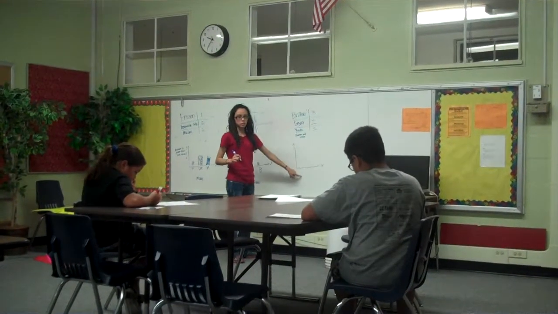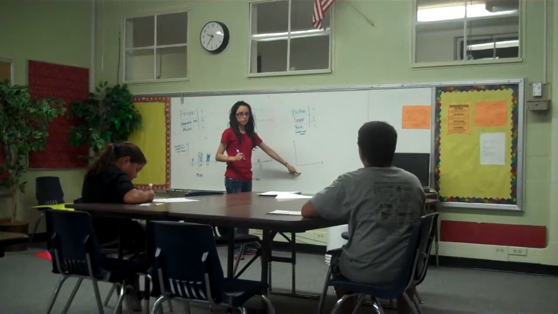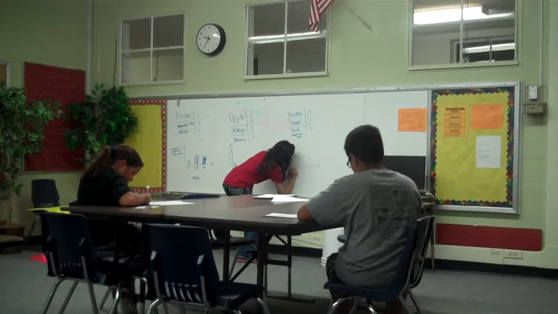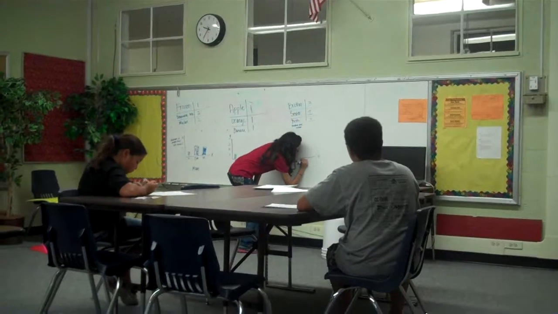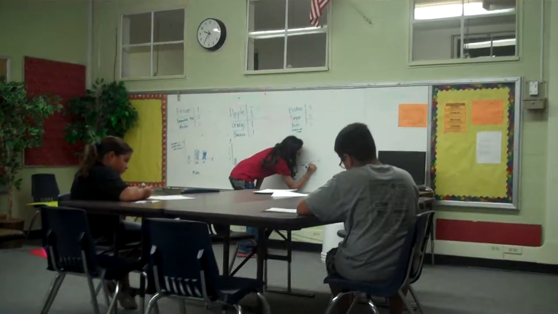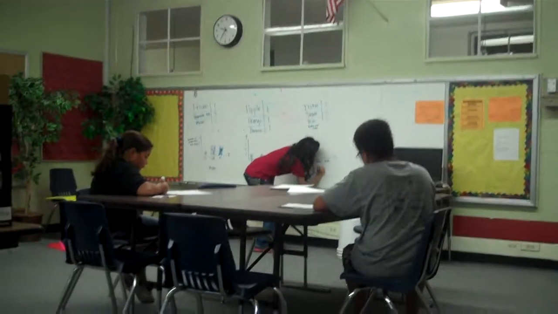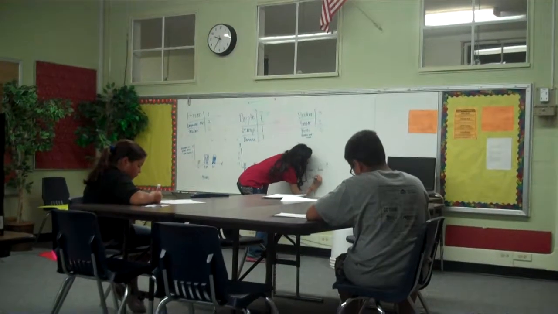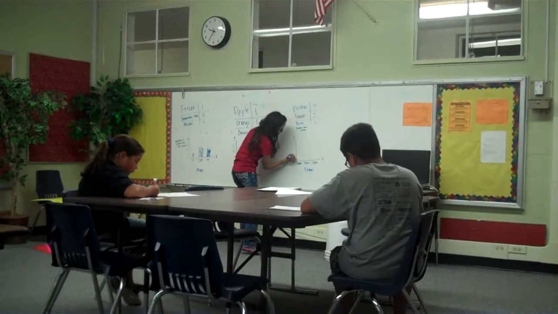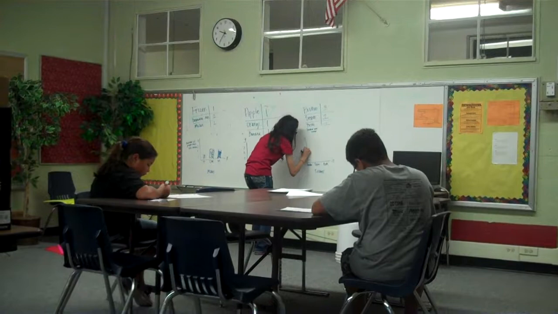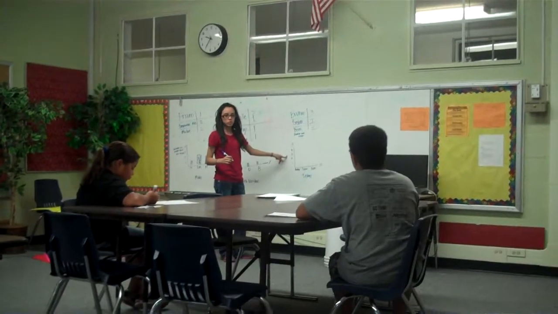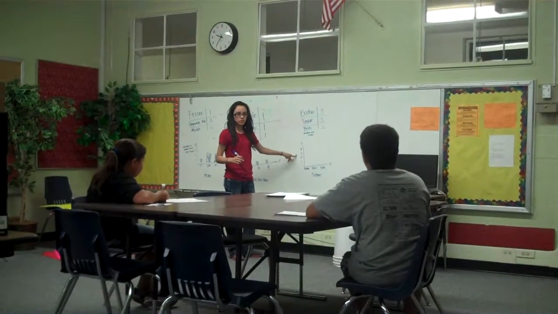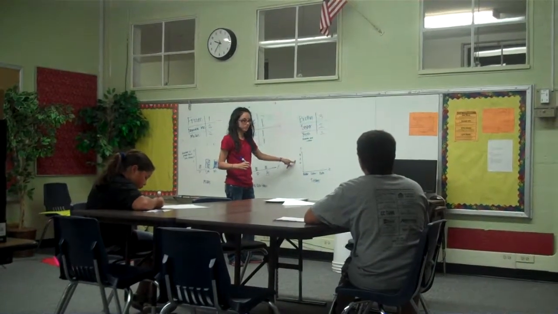So when we label our last graph, what is the bottom going to be labeled? Brother, sister, both. Yes. So brother, sister, and both. And what should the y-axis be labeled? Number of brothers and sisters. Yes.